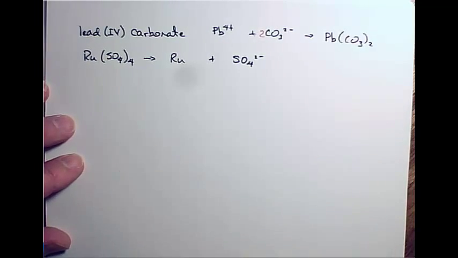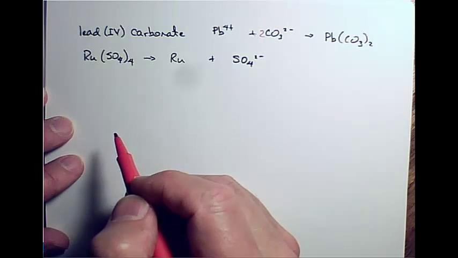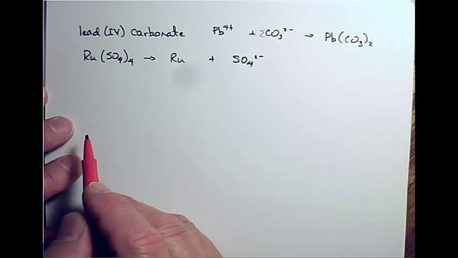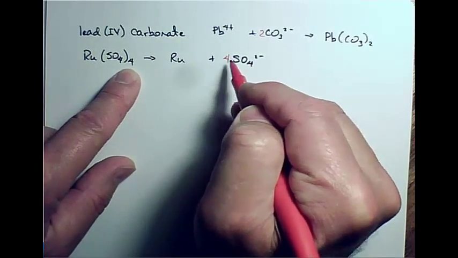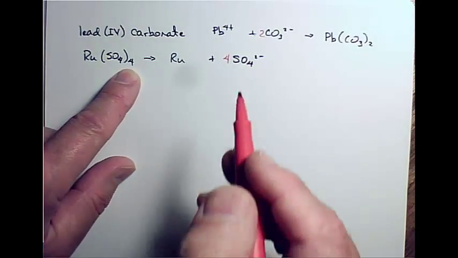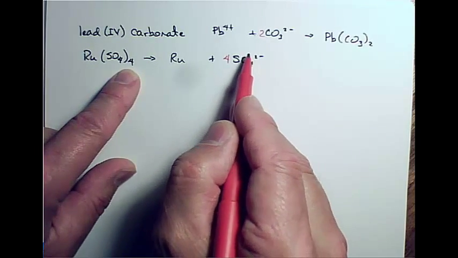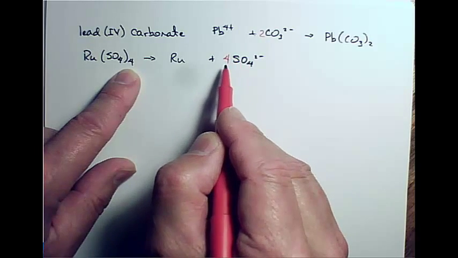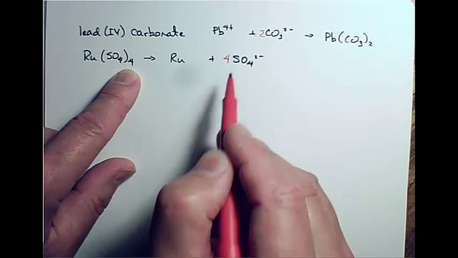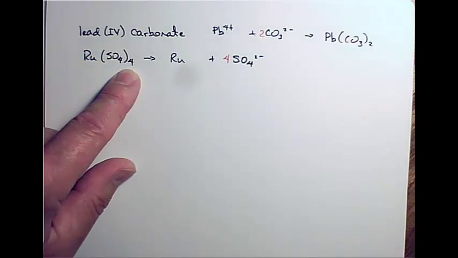How many sulfates are there in the formula? How many sulfates are in this formula? 4. Really? 4. Okay. So how many total charges are represented by this part of this equation? Is that a lowercase o? That's a capital O. Wait, sulfate is 2 negative. I have a 2 negative.